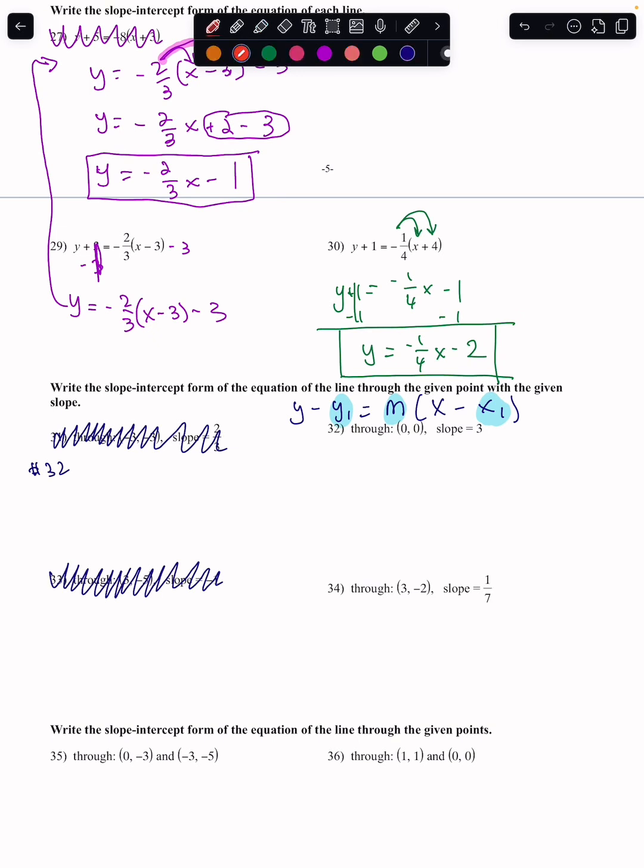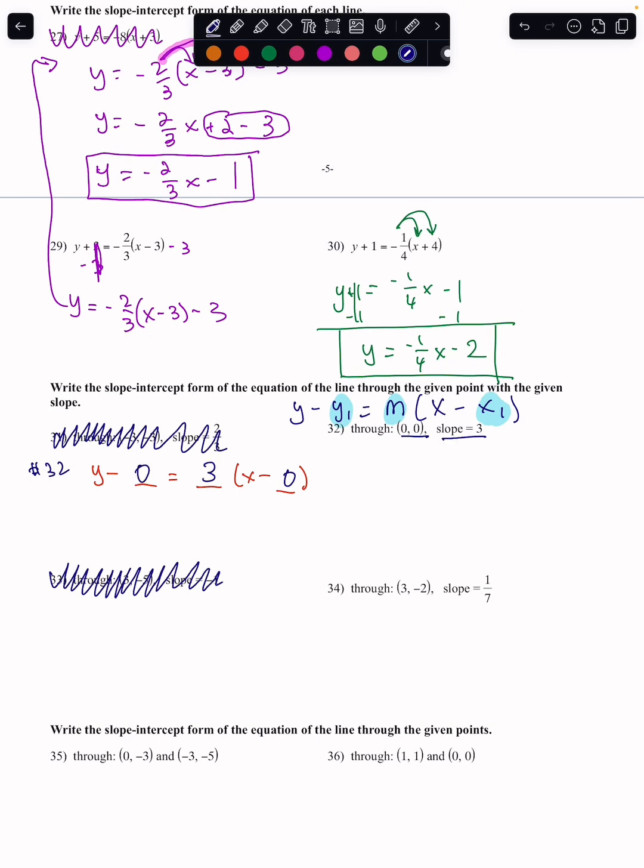So y minus 0 is just y. X minus 0 is just x. So in other words, this is just y equals 3x. Okay? This is the answer to that one. All right, next one, number 34.